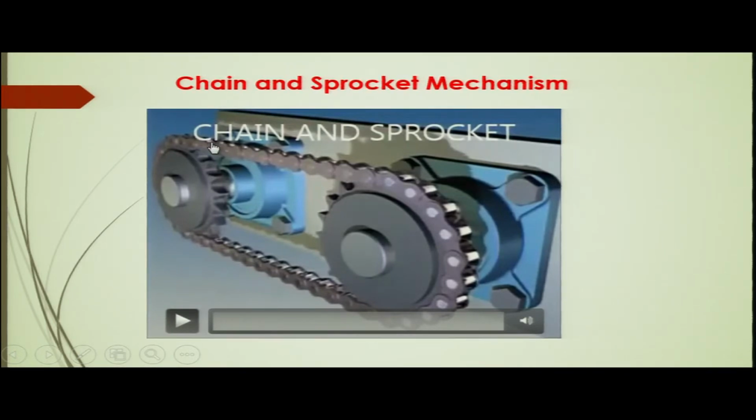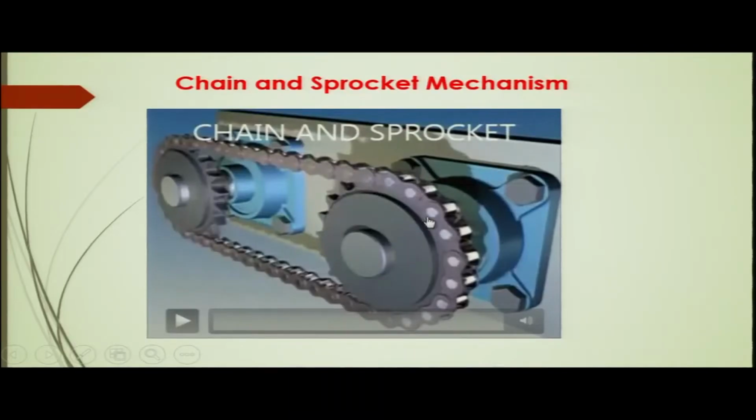So, why do we call it positive? Because in this case the slip between the sprocket and the chain is eliminated. There cannot be any slip like in the belt drive, where we have seen that the belt may slip over the pulleys. Here there is no possibility of slipping. Therefore, this kind of mechanism is called a positive mechanism.